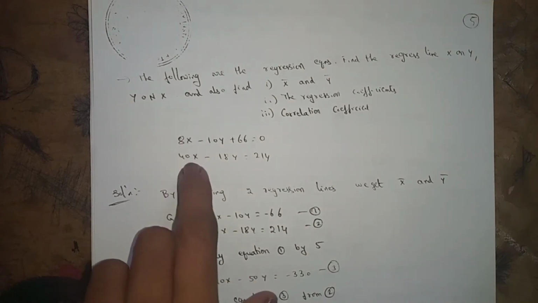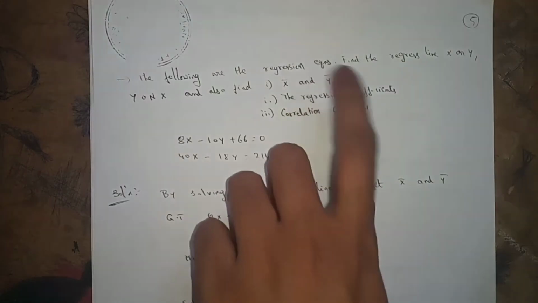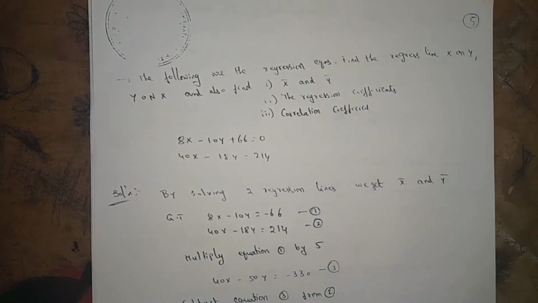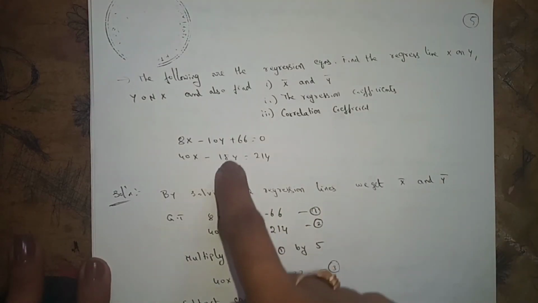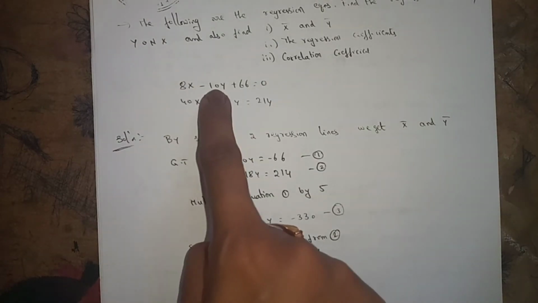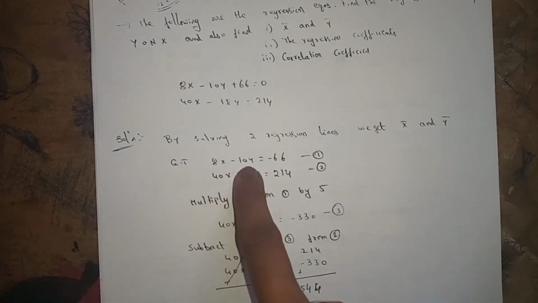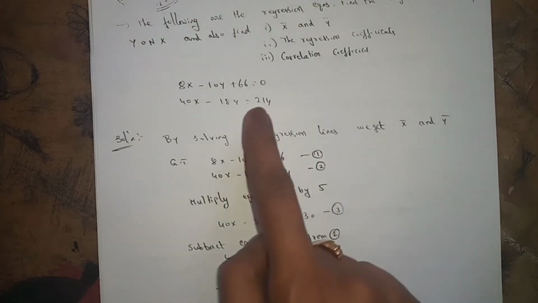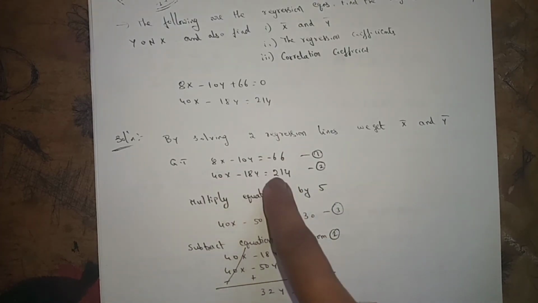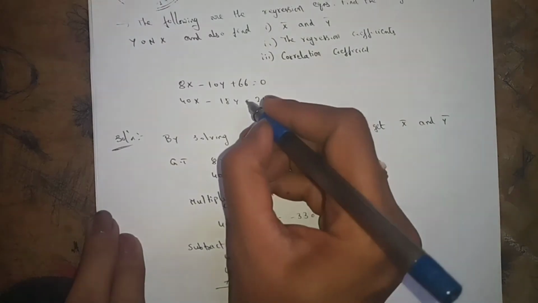Now here two regression lines are given. You have to find the regression line x on y, y on x, x bar and y bar, regression coefficients, correlation coefficient. All these things we have to find. Solution. To do such type of problems, write down the first equation: 8x minus 10y plus 66 is equal to 0. Rewriting, 8x minus 10y is equal to minus 66, equation 1. The second equation is 40x minus 18y is equal to 214, equation 2.